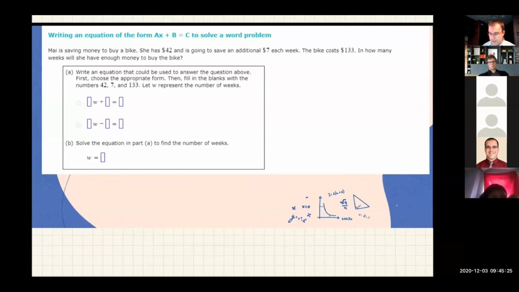The bike costs $133. In how many weeks will she save? Will she have enough money to buy the bike? All right, so if we do some highlighting here, she has $42 already, and she's going to save an additional $7 each week.